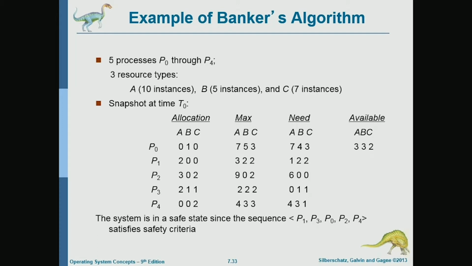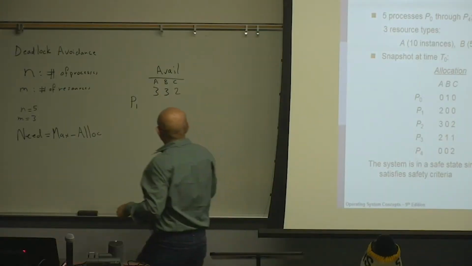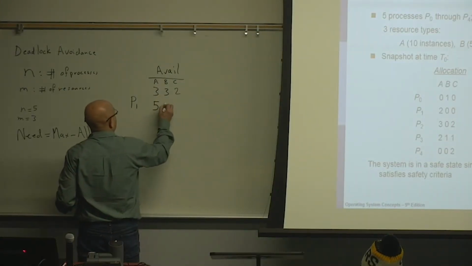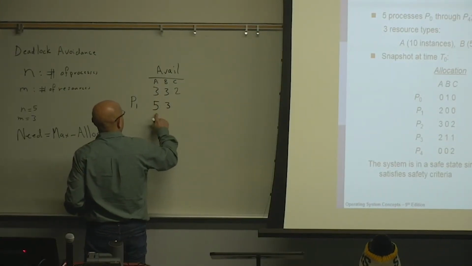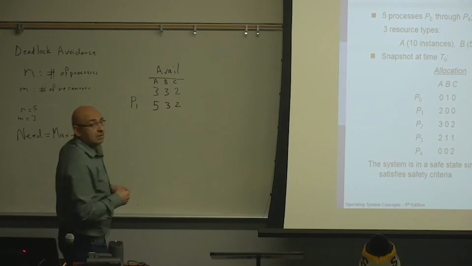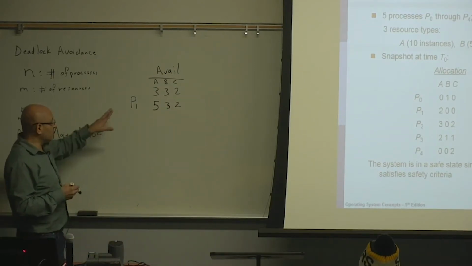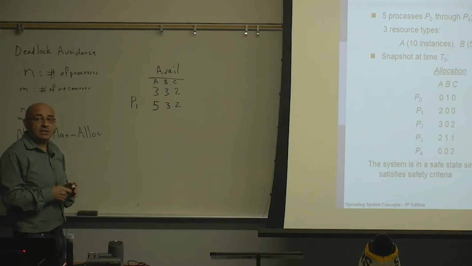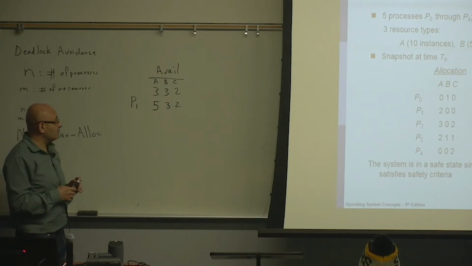So now, after P1 is completely done, we will get 2 more instances of A. So our availability is going to become 5, 3, 2. Okay. Any questions on this? Because this is the key step in the algorithm.